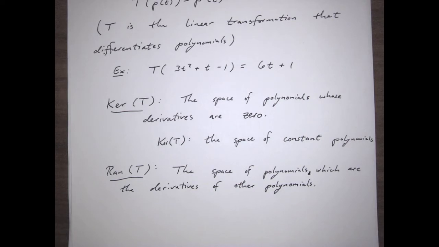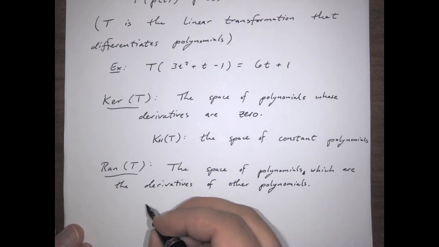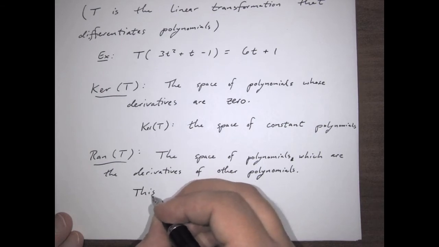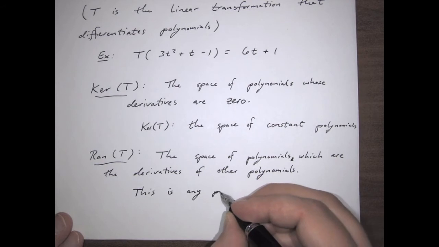Well, what kind of things can you get from taking derivatives of other polynomials? Well, you can get any polynomial as the derivative of another polynomial. We can always anti-differentiate a polynomial. And so what this actually ends up being is the whole space. So the range of T is the entirety of P. So this is any polynomial.